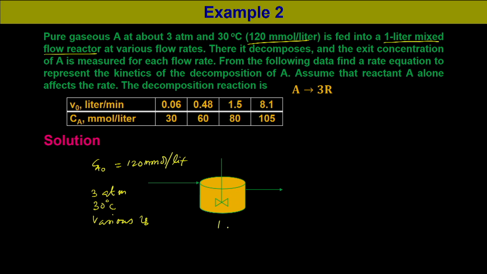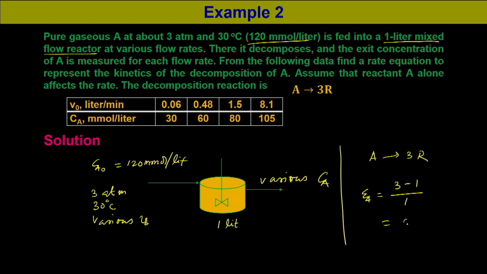So, this is 1 liter, and the concentration coming out is various C_A. Now, the reaction which is taking place is A to 3R. For this we can calculate the change in volume, since this is a gas phase reaction. So, epsilon_A we can calculate: 3 minus 1 divided by 1, which is equal to 2.